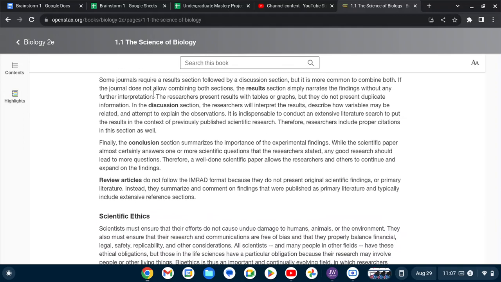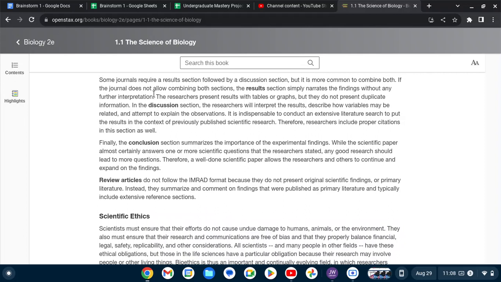Some journals require a results section followed by a discussion section, but it is more common to combine both. If the journal does not allow combining both sections, the results section simply narrates the findings without any further interpretation. The researchers present results with tables or graphs, but they do not present duplicate information.